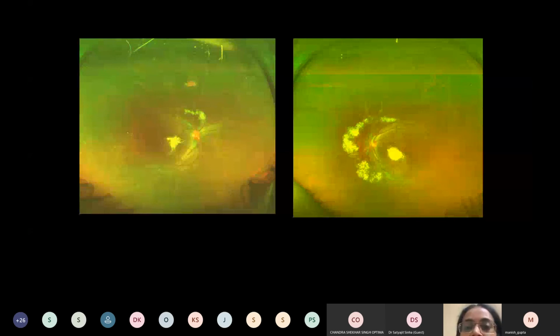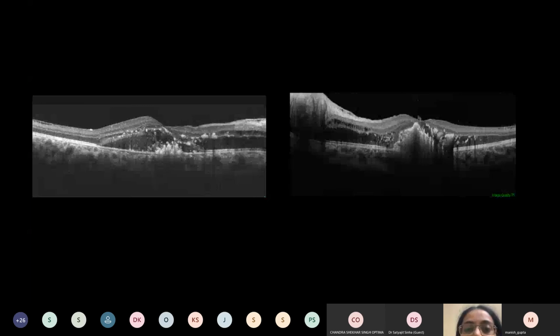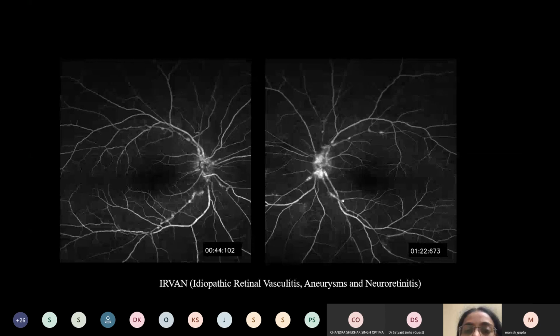Now, when we do the OCT, we see there is some kind of subretinal fluid, some exudates which are clinically correlating. And unless we do an angiography, which gives a clear-cut diagnosis of idiopathic retinal vasculitis, aneurysms, and neuroretinitis. So you see these retinal aneurysms at arterial bifurcations. It's a clear-cut case of IRVAN. You would not diagnose this unless you do a fluorescein angiography. Next, please.